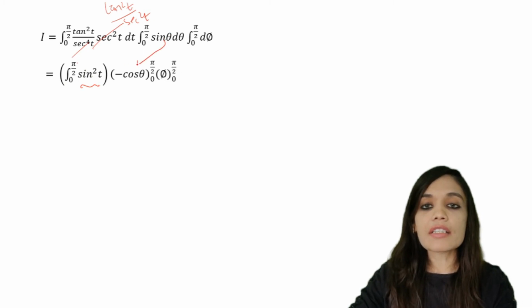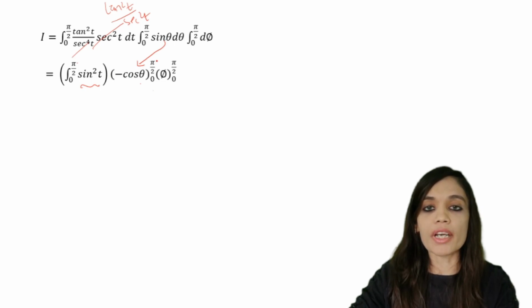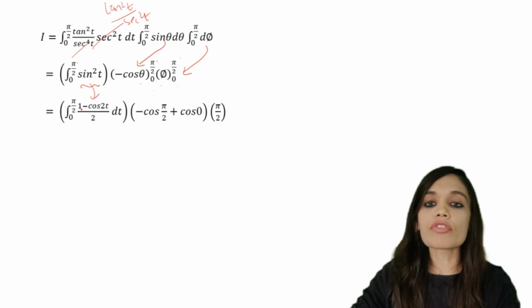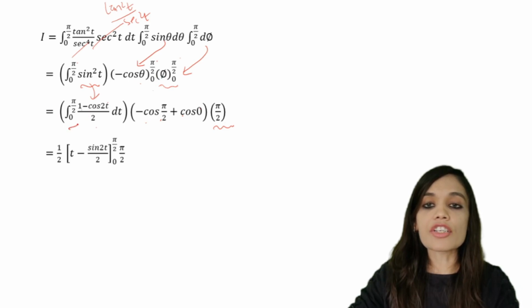On integrating the theta term, we will get minus cos theta and the limits are 0 to pi by 2. The integration of the phi term will be phi and the limits are 0 to pi by 2. Now we will replace sin square t by 1 minus cos 2t upon 2. Now put the limits over here. So you will get minus cos pi by 2 plus cos 0. And if you put limits over here too, you will get the answer as pi by 2. Now we will start integration of this term keeping 1 upon 2 outside.